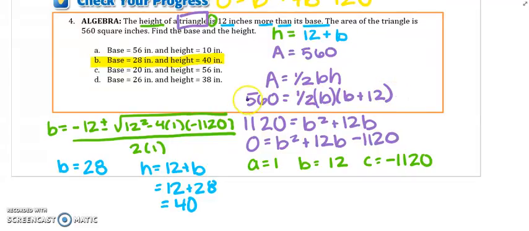So I multiplied by 2 here, over here it doubled, over here it canceled, and I distributed at the same time. Quadratic formula, got 28 for B, and then 12 plus B is 40, which gave us an answer B.